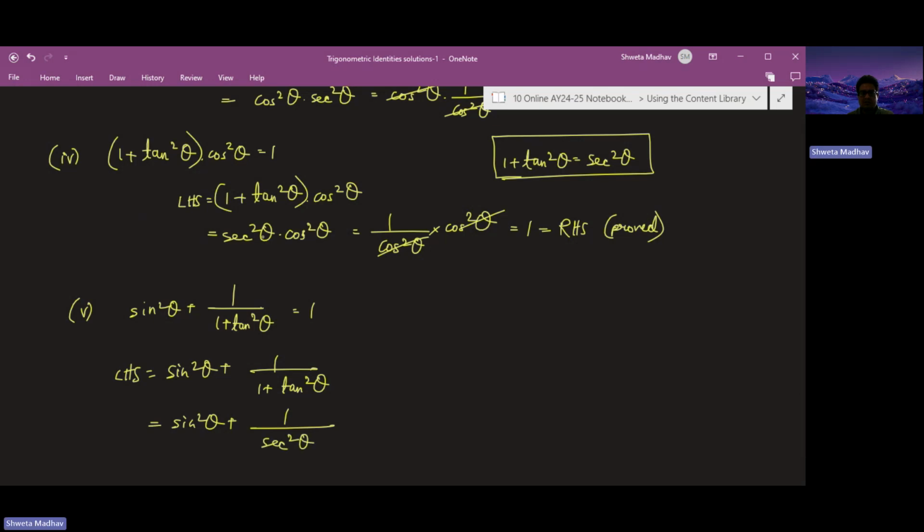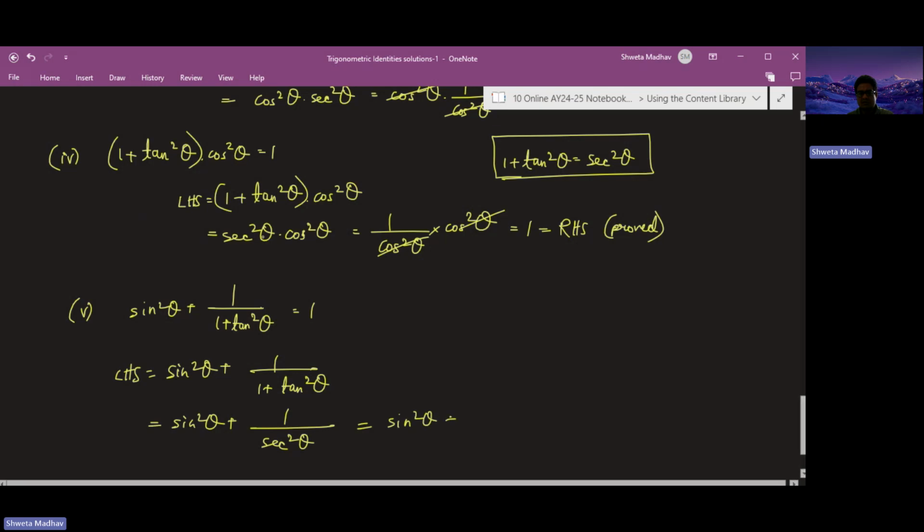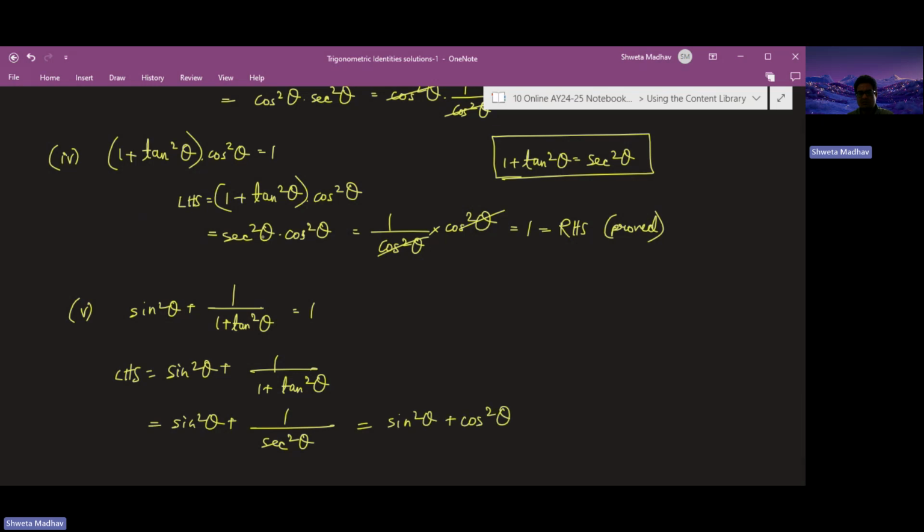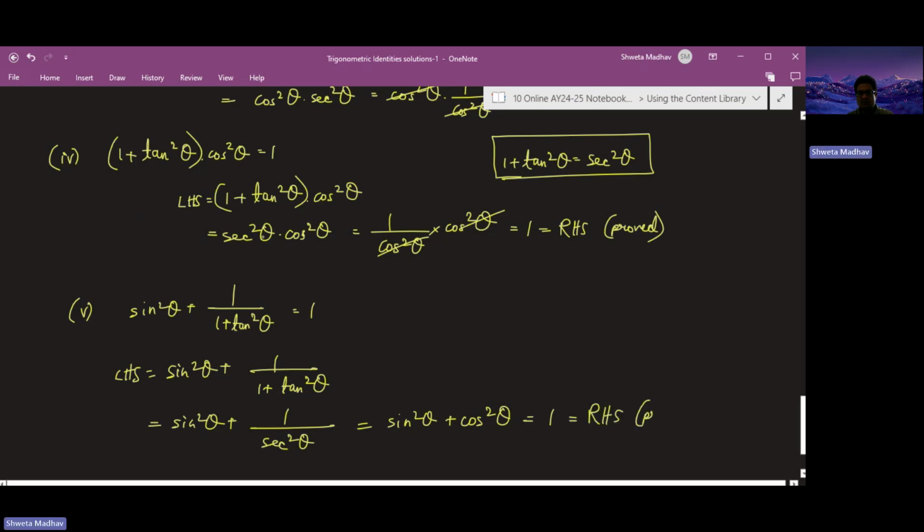Now 1 by sec square theta is equal to cos square theta. So this is equal to sin square theta plus cos square theta. So sin square theta plus cos square theta is equal to 1, which we know, which is equal to the right hand side. So hence proved.